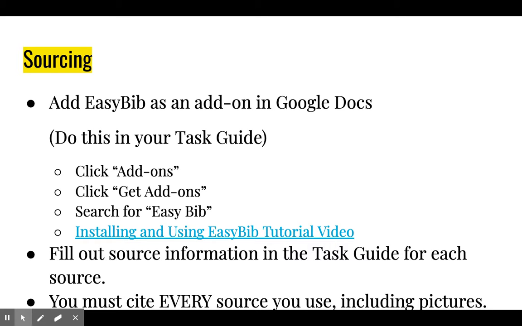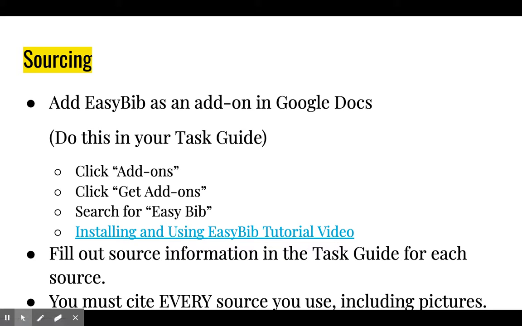It's an add-on. Notice that it goes in Google Docs. So you're going to add that in a Google Doc. You should do it in your task guide by clicking add-ons, then get add-ons. Search for EasyBib, and it'll probably pop up as one of the very first things. And then watch this tutorial video to get help with how to install it in Google Docs and then how to use it.